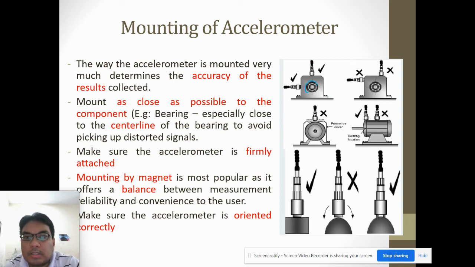This is the center of the bearing here. So you must mount it at the center line here. So this is the wrong one, where it is off center. Okay, so that's some of the methods.